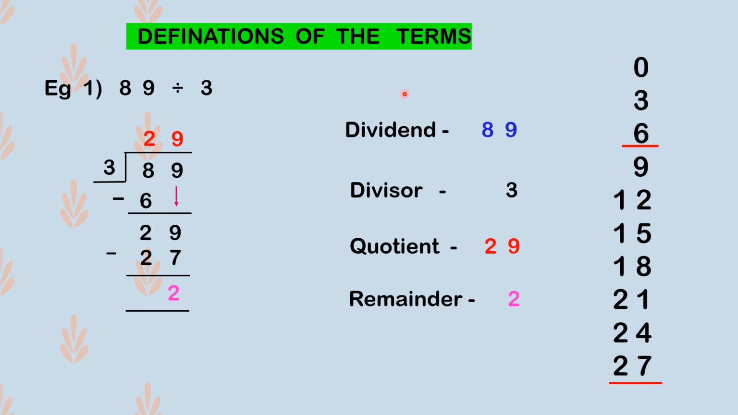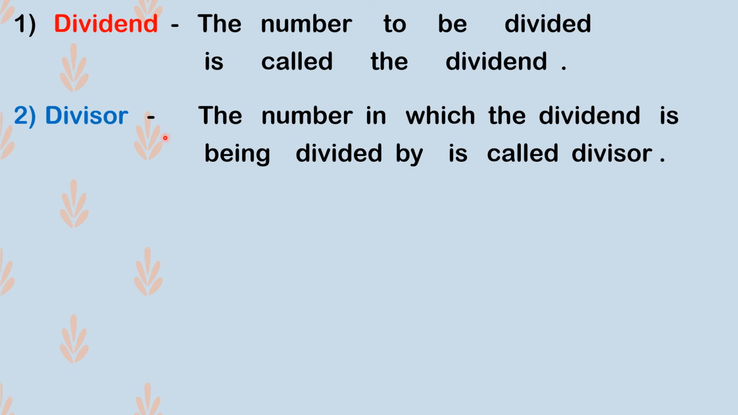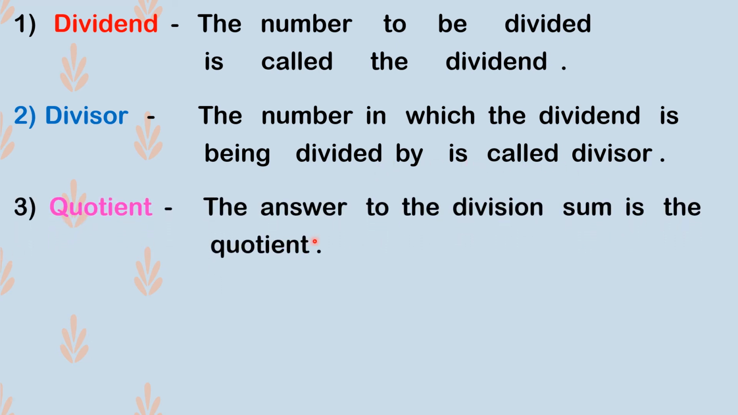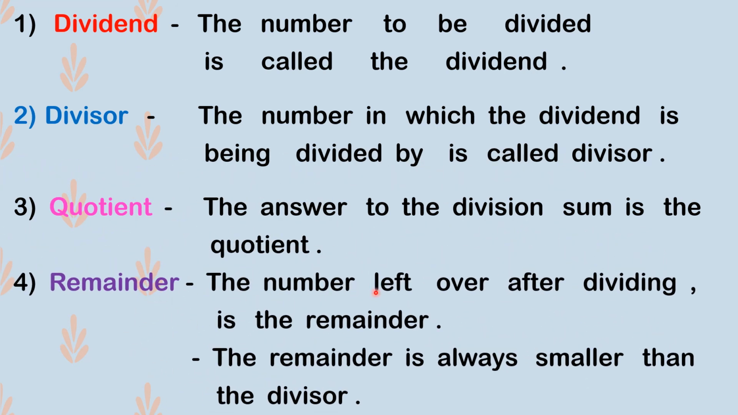Let me explain these 4 terms clearly for you all. Dividend. The number to be divided is called the dividend. Divisor. The number by which the dividend is being divided is called the divisor. Quotient. The answer to the division sum is the quotient. And remainder, the number left over after dividing is the remainder.